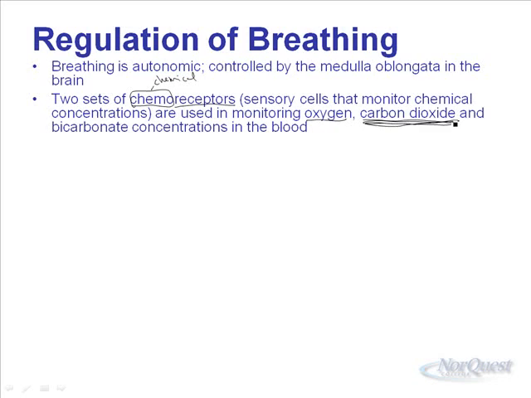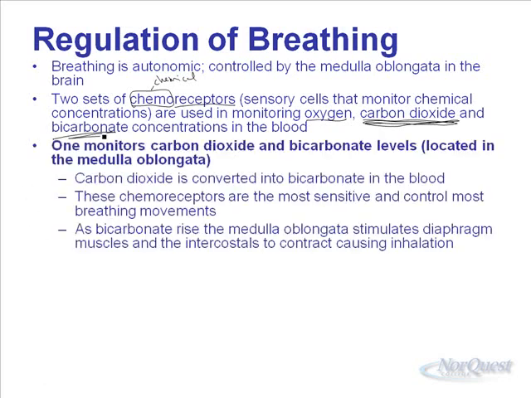These chemoreceptors are going to be monitoring oxygen and carbon dioxide levels, and more specifically, bicarbonate levels. The one monitoring the carbon dioxide and bicarbonate levels, it's located right in the medulla oblongata. It's the more sensitive one. It's actually the one that controls when you breathe in.